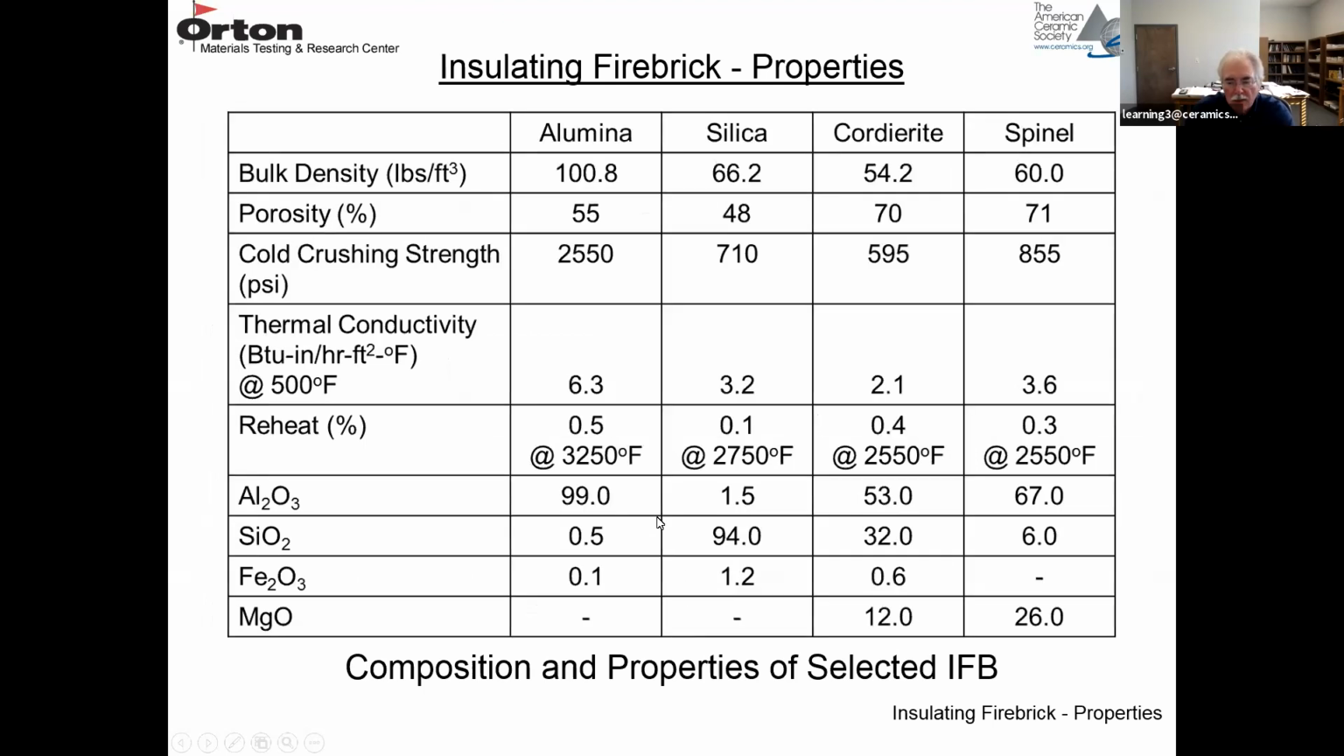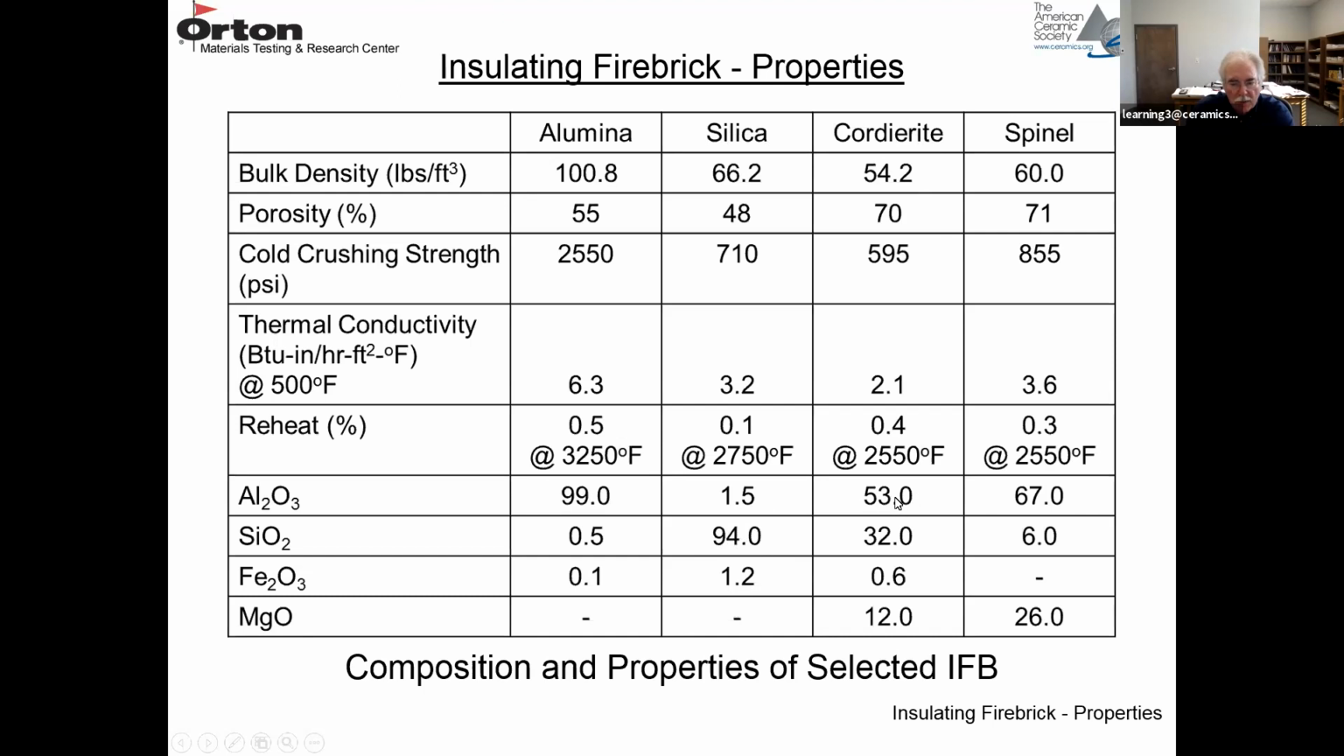And the last one, I guess, here to show you is that you can have a material based on alumina, basically 100% alumina, or you can have a silica material, almost, well, this is about 94%. Not shown is probably the CaO, which is the mineralizer, probably 3% there. Cordierite, which is that magnesium aluminum silicate. It's a low temperature material.